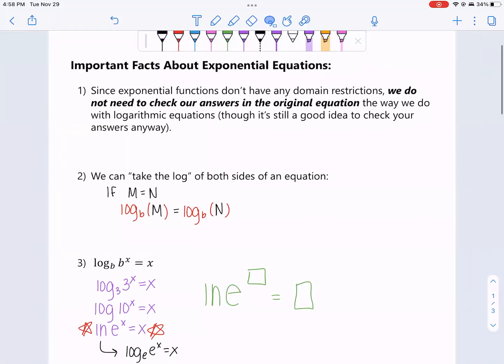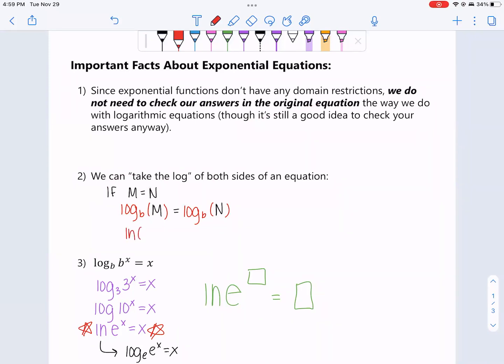The big important things about exponential equations versus logarithmic equations were that we don't need to check our answers in the original equation with exponential equations because there are no domain restrictions for exponential equations. Another thing we will need to know for this particular technique that we're about to do right now is that we can take the log of both sides of an equation. So if I have m equal to n, I can take log base b on both sides. The more common thing to do is to take the ln on both sides.